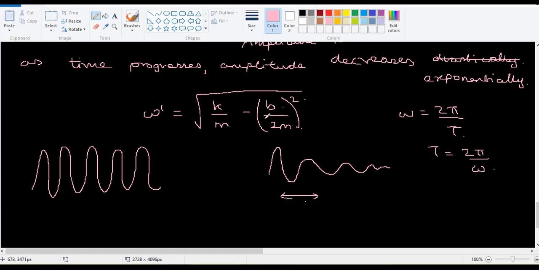Meaning if you are putting it inside a bucket of water, the spring is going to have a higher time period, because it's moving very slowly. If it's moving very slowly, it takes more time to complete an oscillation. That is what we mean by time period increasing. It's a bit confusing, so don't worry about it.